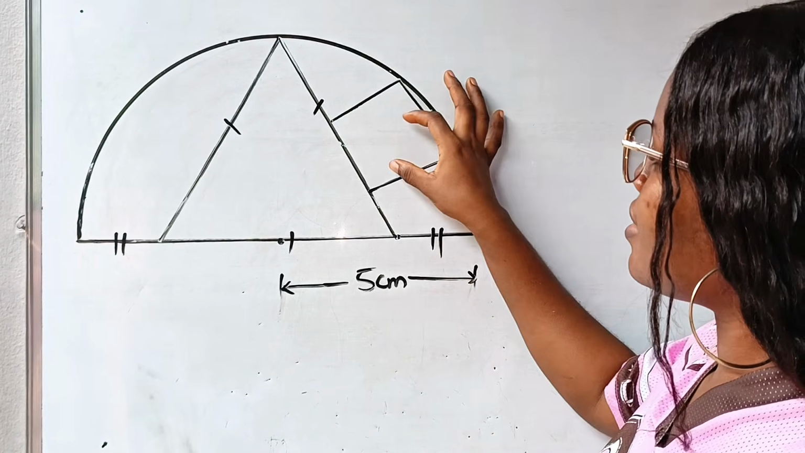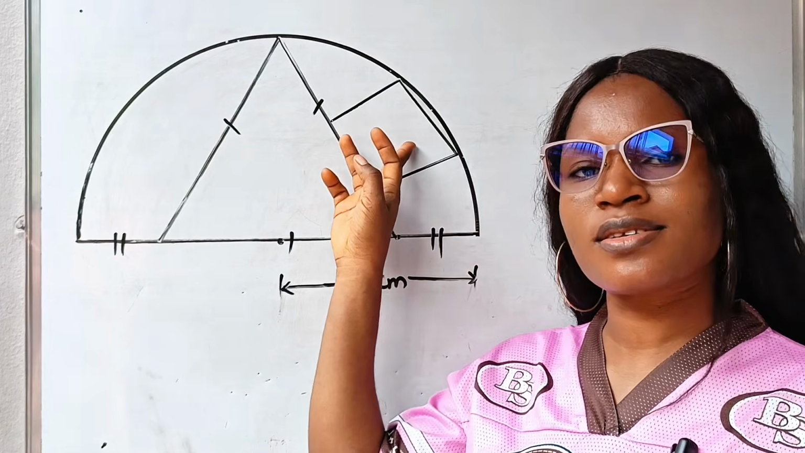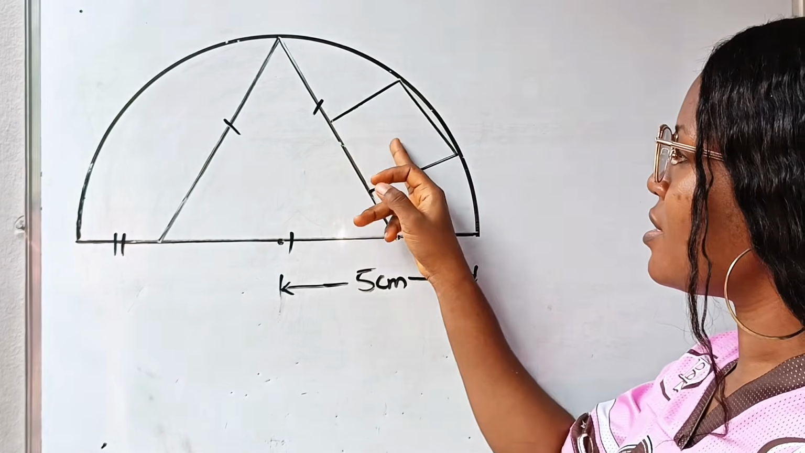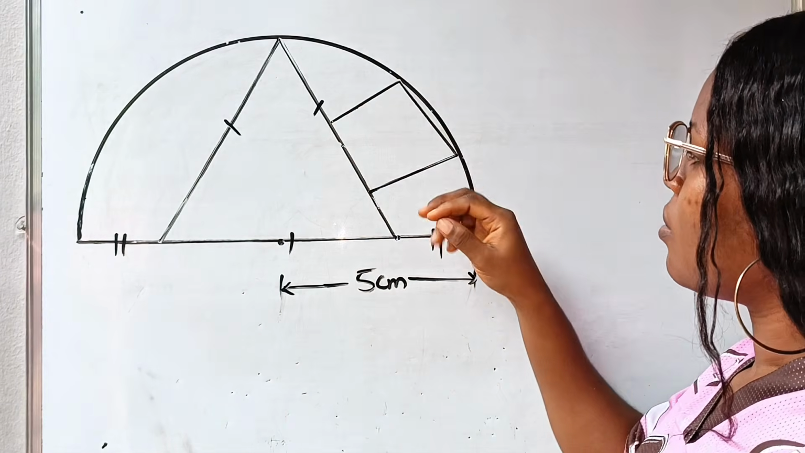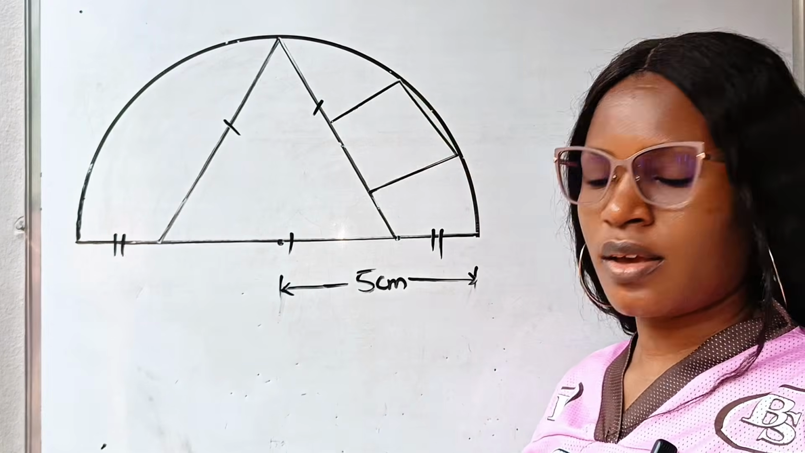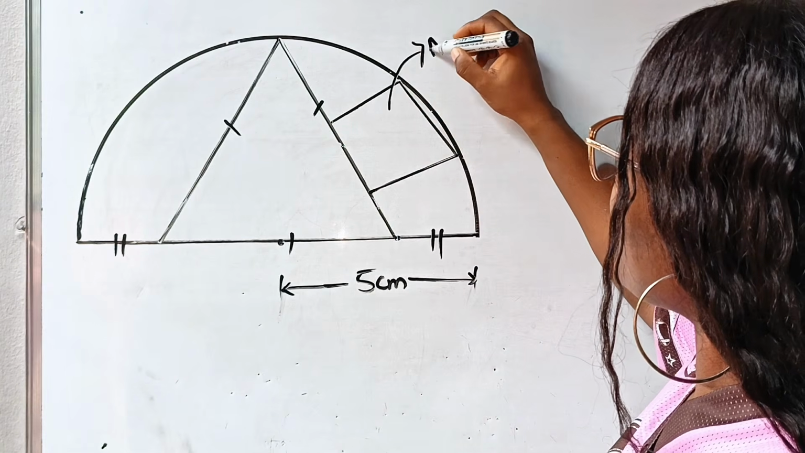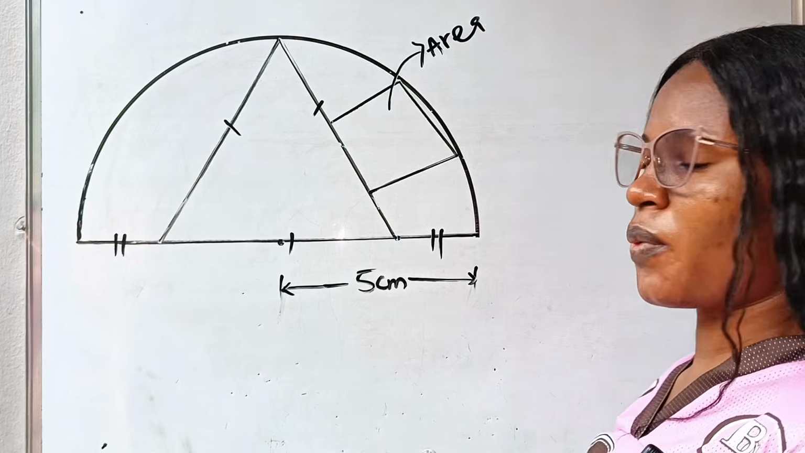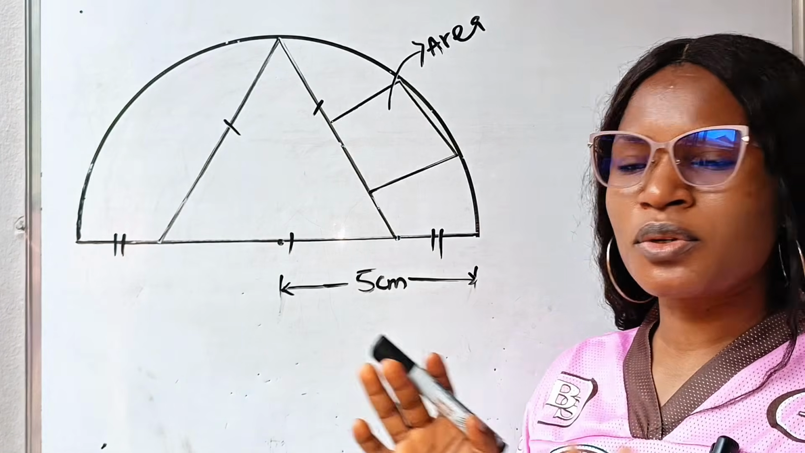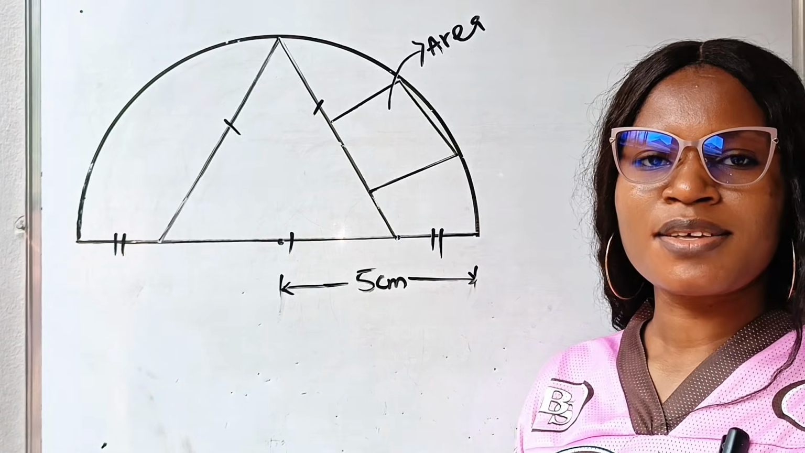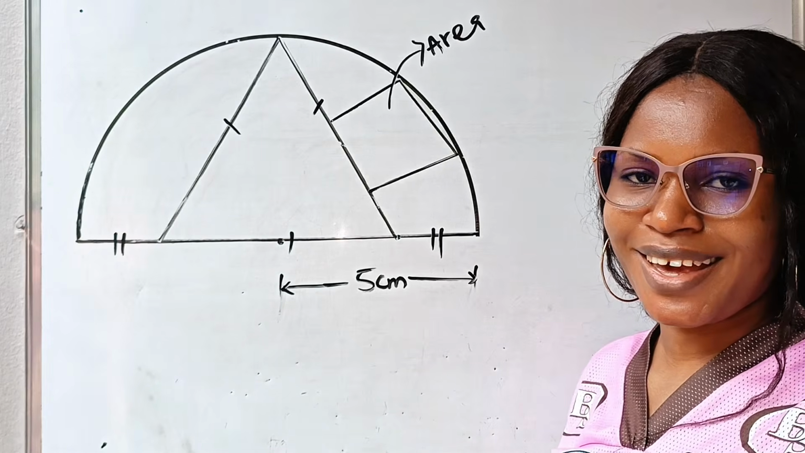And this is supposed to be a square, but because this is not drawn to scale, I couldn't get this to look like a square. But please know that this is a square, okay? And this is actually our question. We are asked to find the area of this square. And that is the only information given to us. So how do we proceed from here?